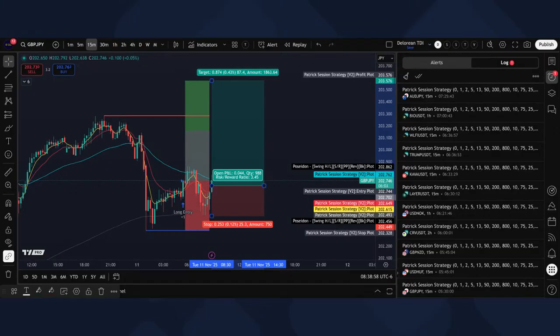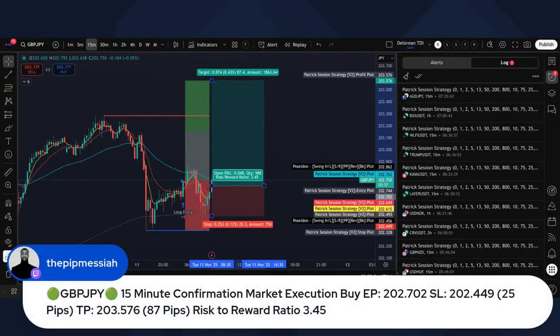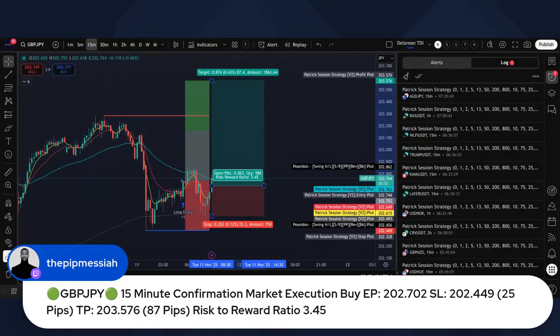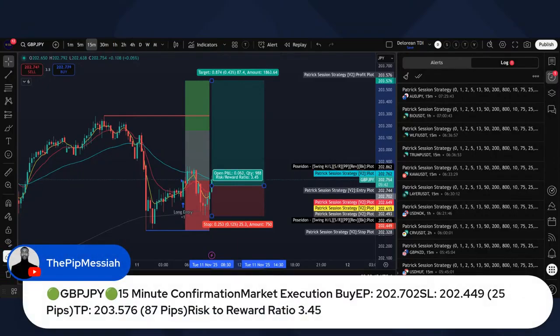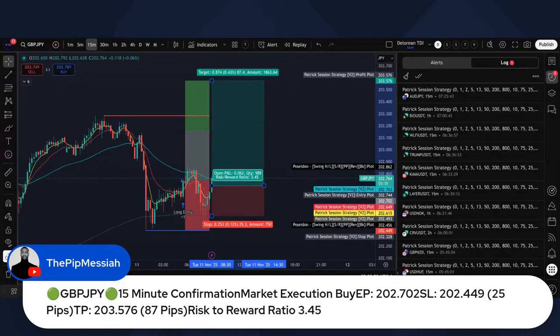All right, there's the first call of the day for Twitter. And for everyone else, the Great British Pound versus the Japanese Yen, 15-minute buy. The entry price is 202.702. The stop loss is 202.449 for 25 pips. The take profit is 203.576 for 87 pips, and a risk to reward ratio of 3.45.